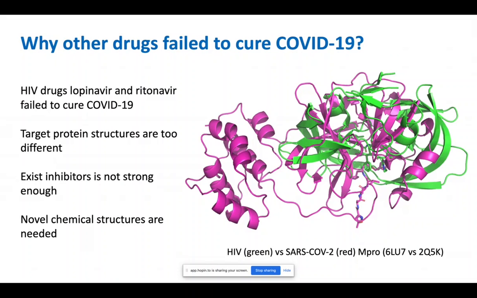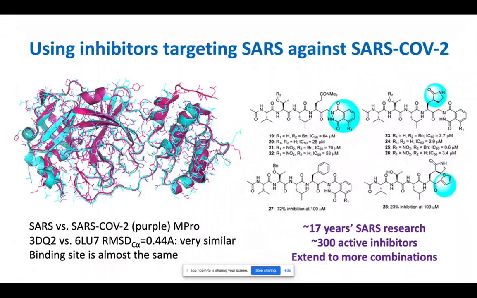That's why it is probably effective to design some novel chemical structures. So one source of information we could use is SARS. SARS happened about 17 years ago, and it has a very similar sequence to SARS-CoV-2. In particular, this M protease, their sequence and structure are very similar. Here are the structures of SARS protein and SARS-CoV-2 protein. They can superimpose very well.